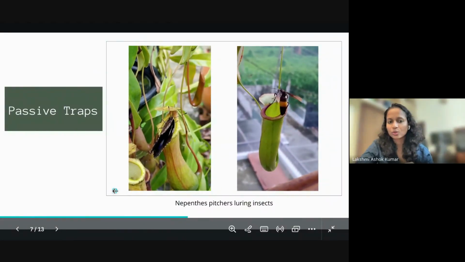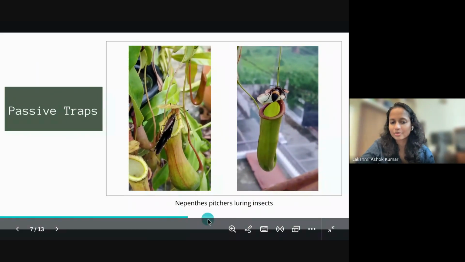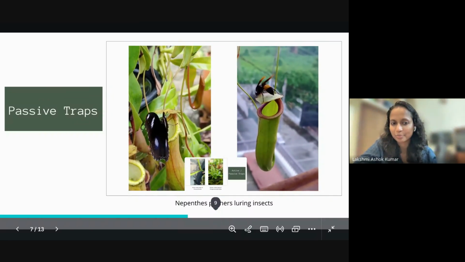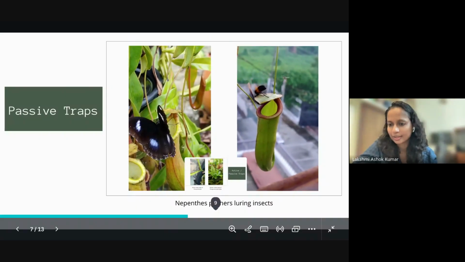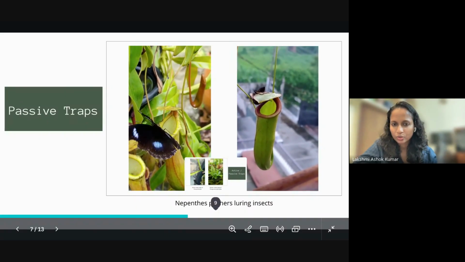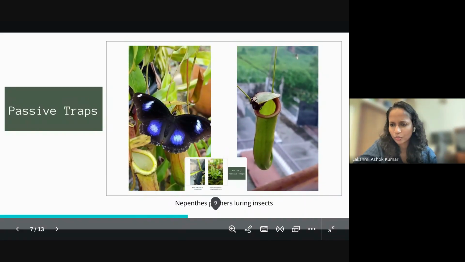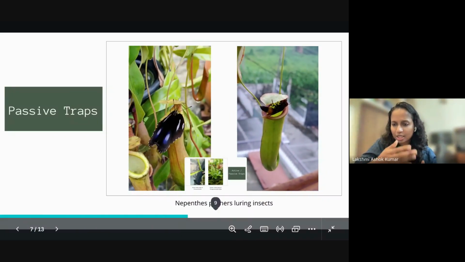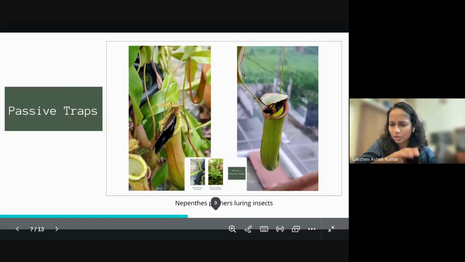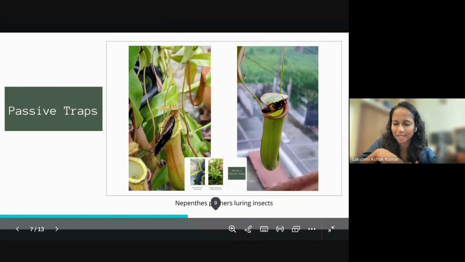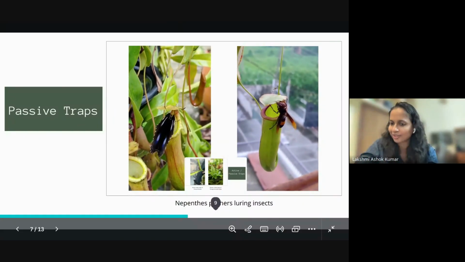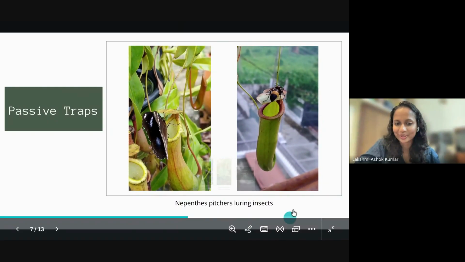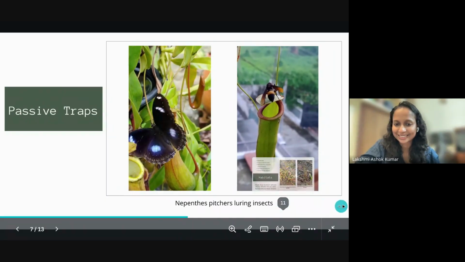Sure. Okay, so these are two scenes of insects exploring a pitcher plant. Usually they will hover around the pitchers. If it is butterflies, I can see the proboscis searching all over the peristome, and then they go inside and simply fall in.